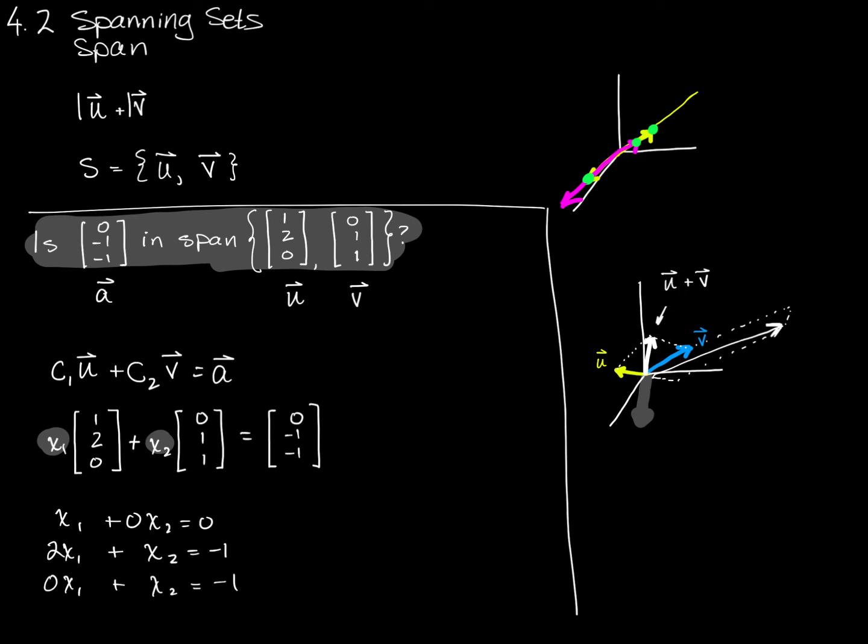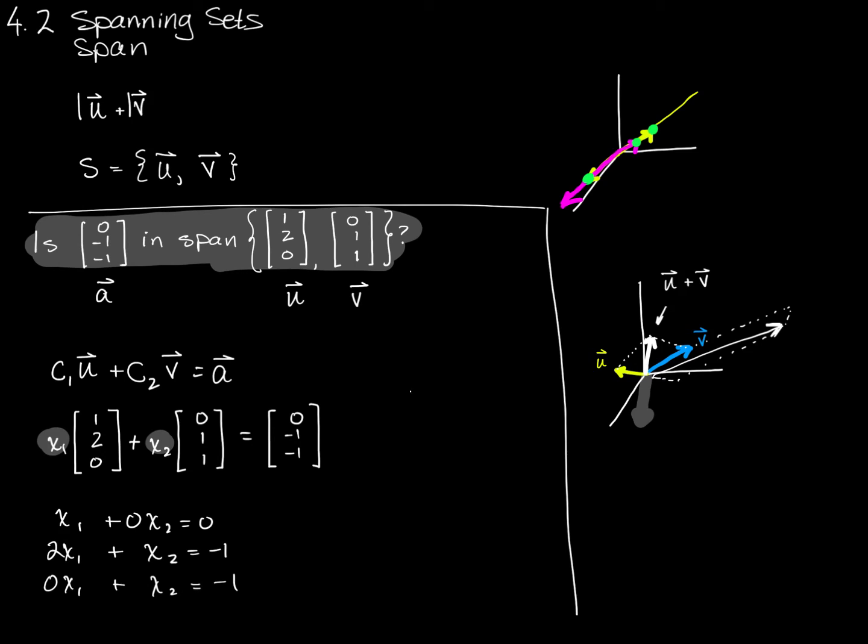But ultimately, what I'm looking for here is something in the span of the 2 vectors u and v. I'm looking for a linear combination, and in fact, the particular linear combination that produces this vector here. So what I want then is the solution to this system of equations. And we know how to solve a system of equations using a matrix.